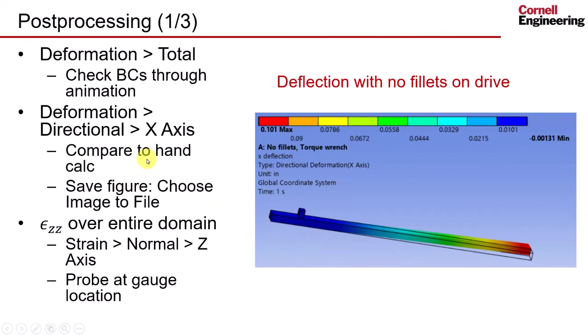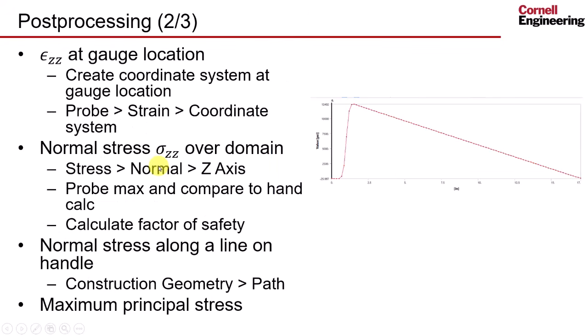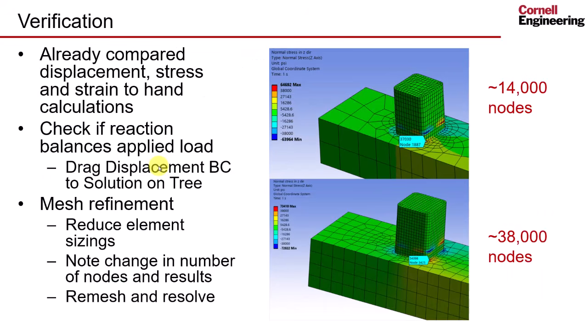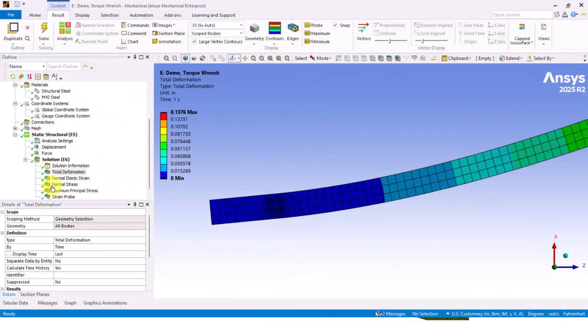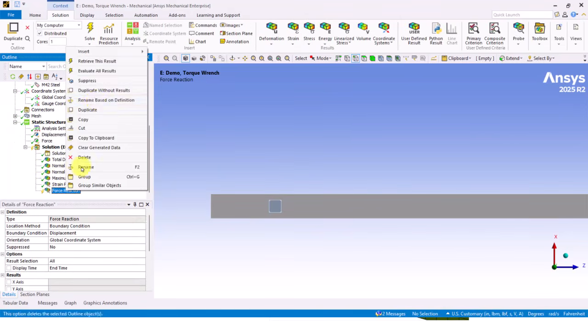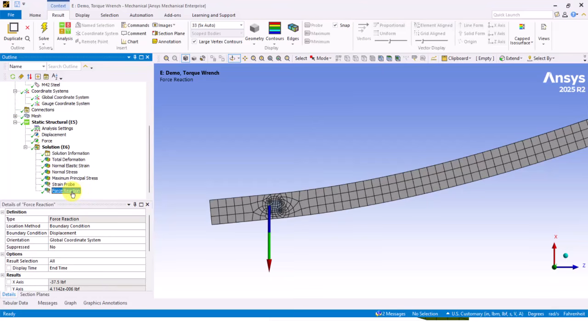And if I go to my slide, so we did strains, we did stresses, and we checked the validity of plane sections remain plane. And in terms of verification, we already did the checks with the hand calculations, which is looking good. You can check if the reactions balance the applied load, and there's an easy way to check that. So I'll take the displacement boundary condition and drag it onto solution, and then I'll say retrieve this result. And so that's telling me to hold those nodes with zero displacement.